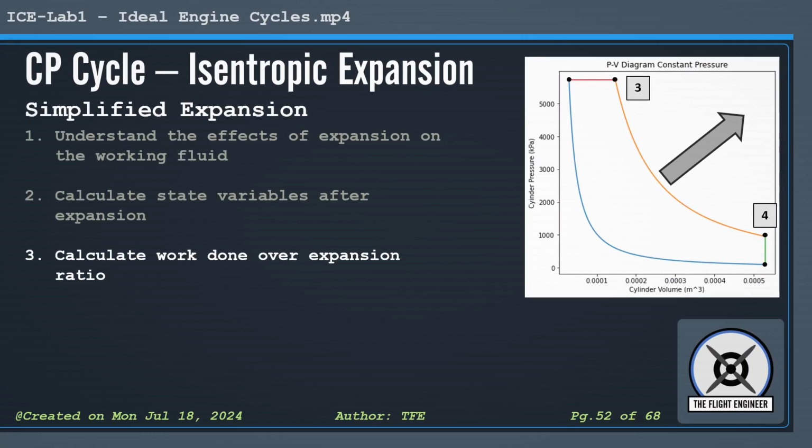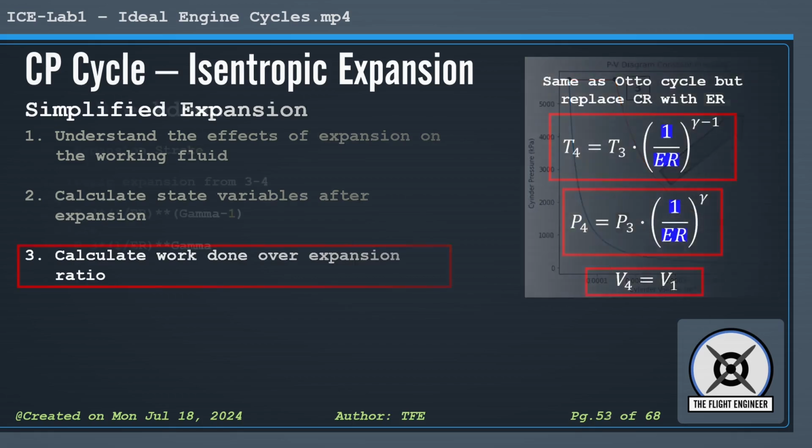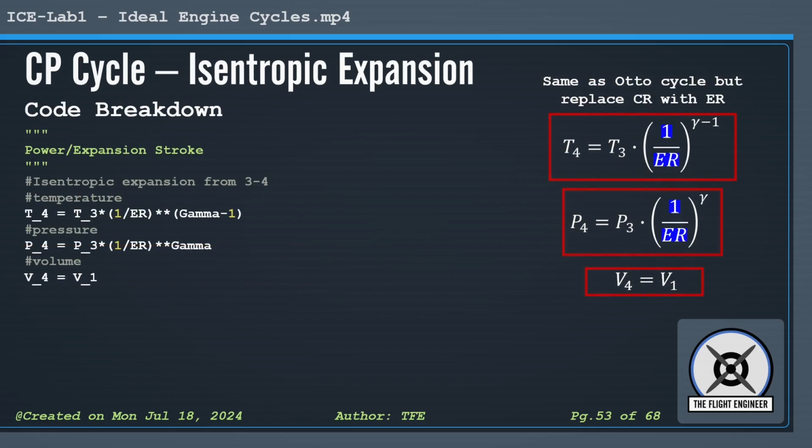With this now known, the isentropic expansion step from 3 to 4 will look very similar to that used during the CV cycle. We're still trying to understand the expansion of the working fluid and the state variables at point 4, but this time the calculations are just done with ER rather than with CR. The equations in code follow the same pattern as was used in the Otto cycle, except replace expansion ratio anywhere you would have used compression ratio.